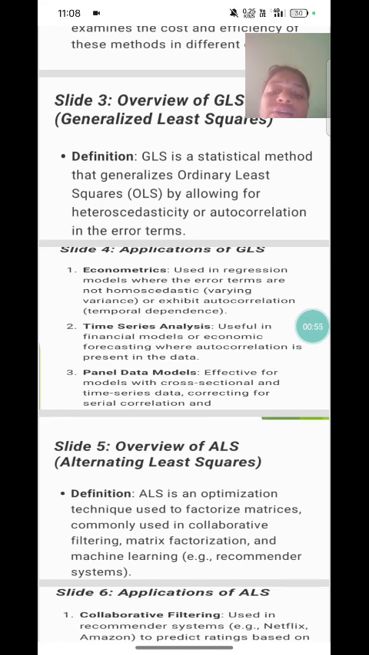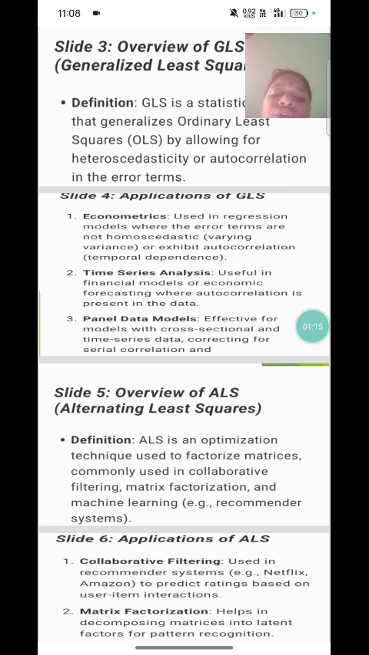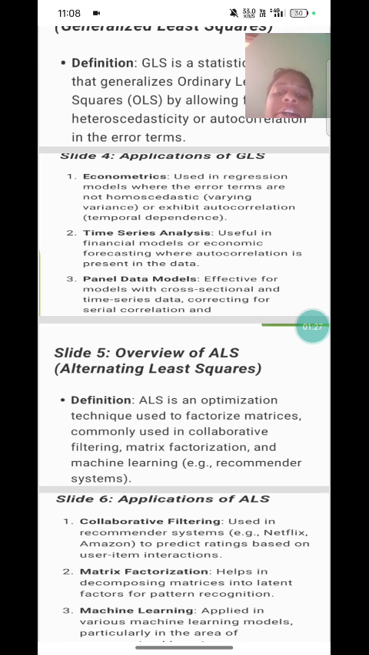Applications of GLS. Econometrics, time series analysis, panel data models. First, econometrics: used in regression models where the error terms are not homoscedastic or exhibit autocorrelation. Time series analysis: used in financial models for economic forecasting where autocorrelation is present in the data. Panel data models: effective for models with cross-section and time series data with correlation or serial correlation.